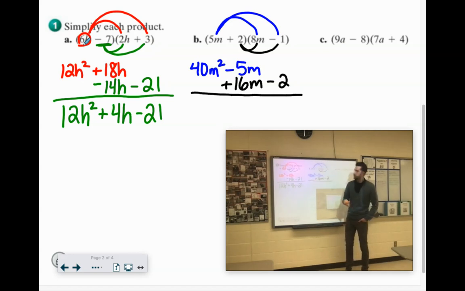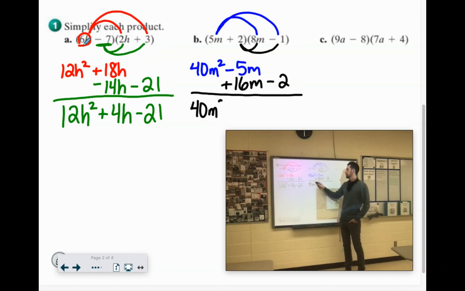So our like terms are just the -5m and the plus 16m. So we'll bring down our 40m squared. 16m minus 5m would be 11m. And then our -2.